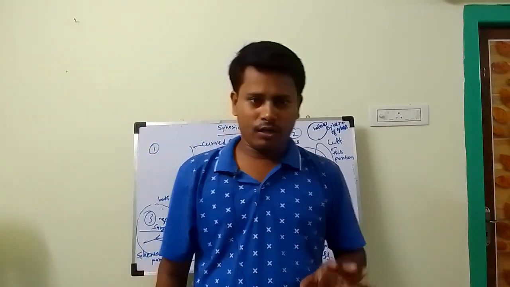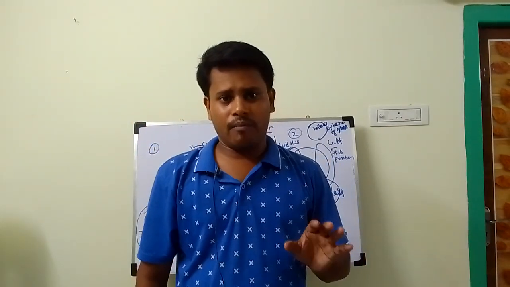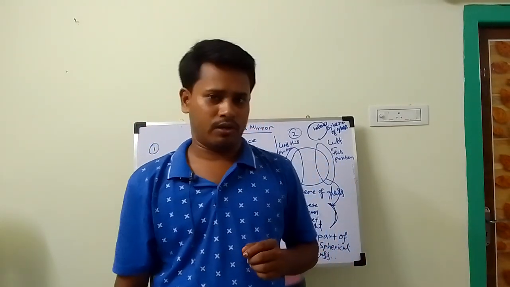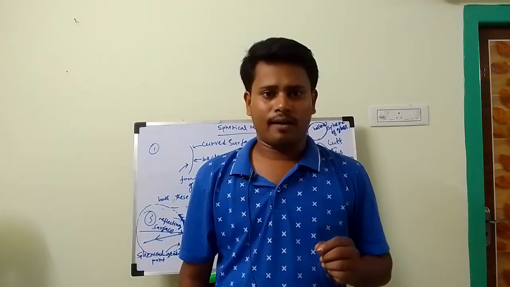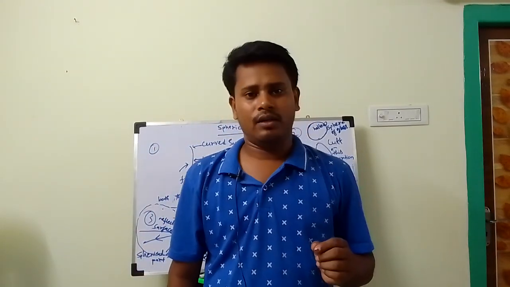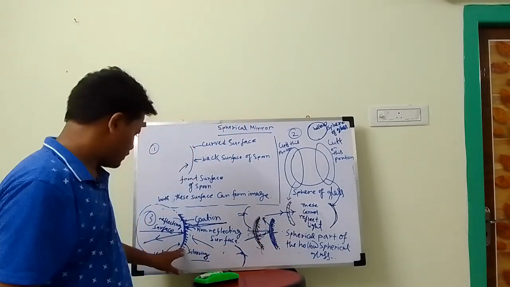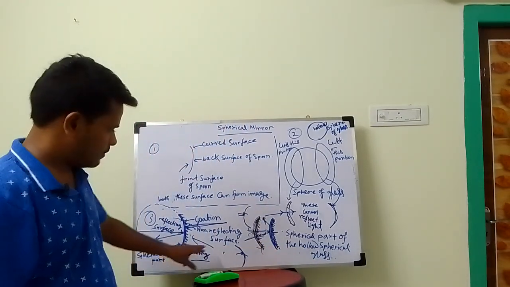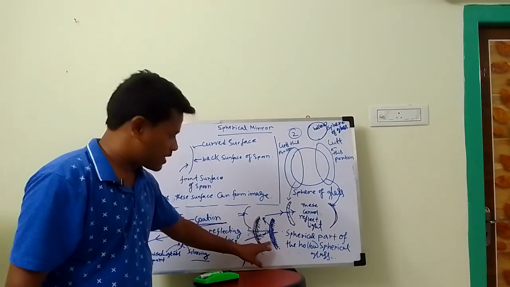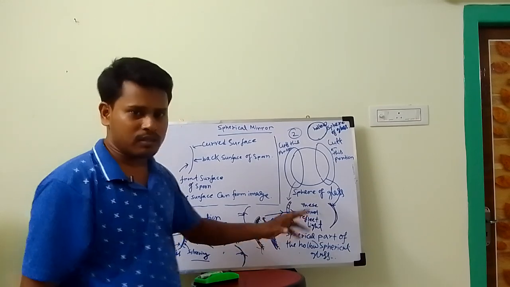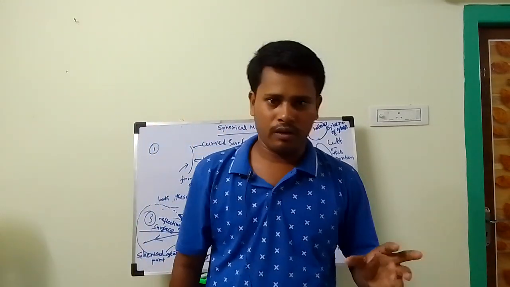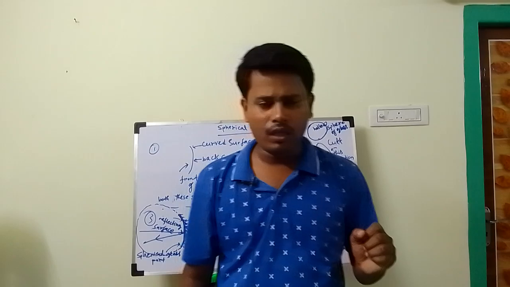It is obvious that there are mainly two types of spherical mirror. One is the convex mirror and the other is the concave mirror. So here this mirror is the concave mirror and this mirror is the convex mirror. So what is the definition of concave and convex mirror? Let's try to understand.